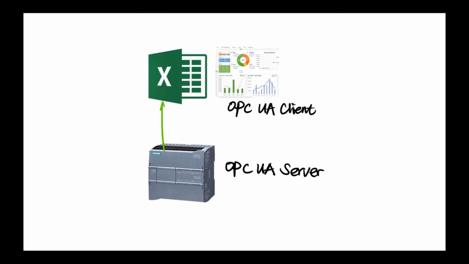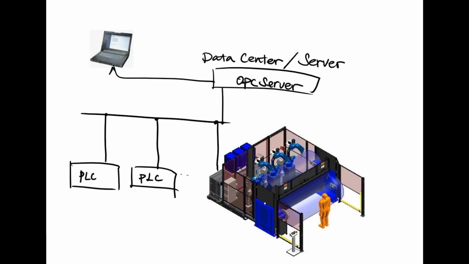Hello everyone. Today I'd like to share a topic about using Excel running as an OPC UA client. This client will read the data from a PLC, and that PLC is running as an OPC UA server. To better understand this task, let's first look at this example.